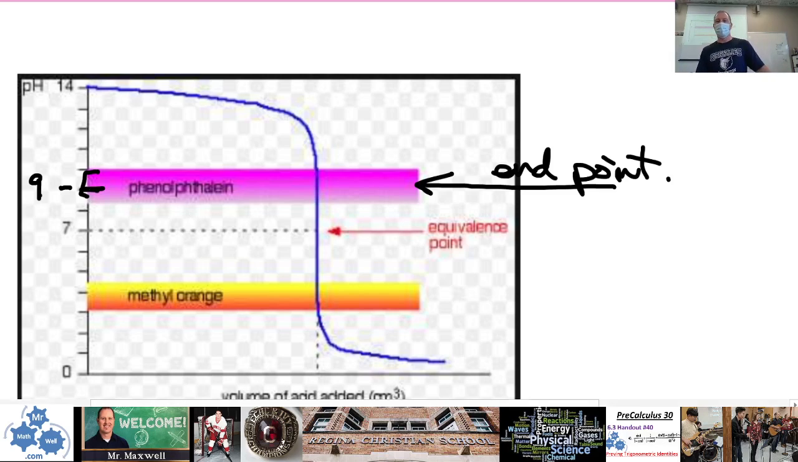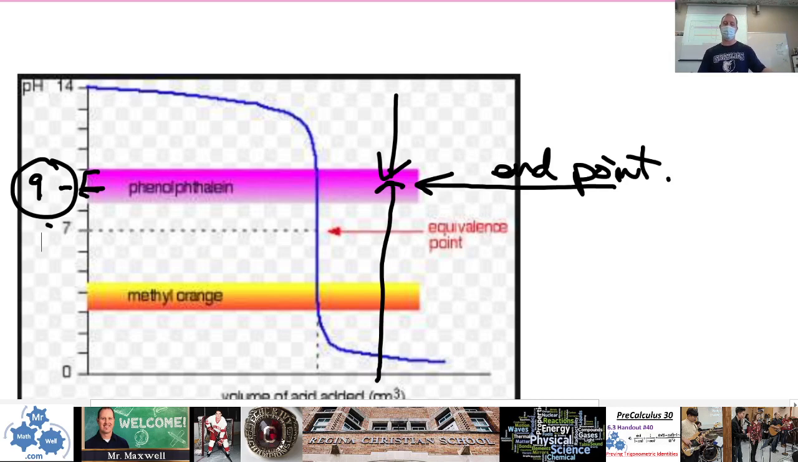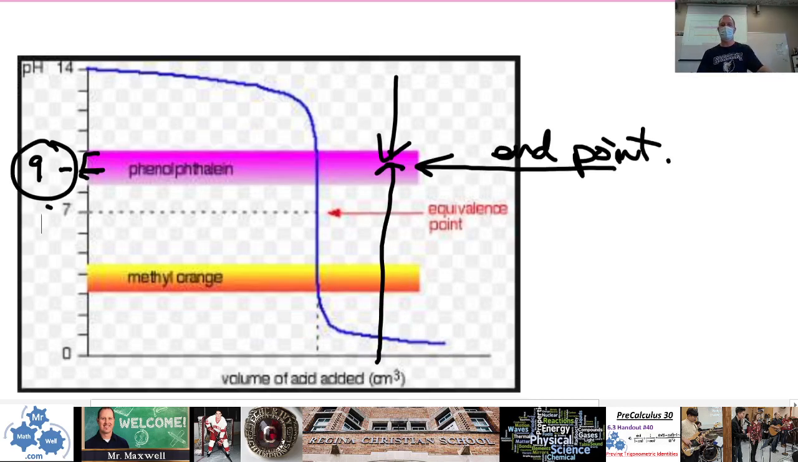What this means for your lab, if I could just talk about that for a second, is that however many moles of base you put in will not equal the number of moles of acid. They will not be equal, because the pH is 9 and not 7. So you have to account for that. I'll talk a little bit more about the lab maybe after this review.